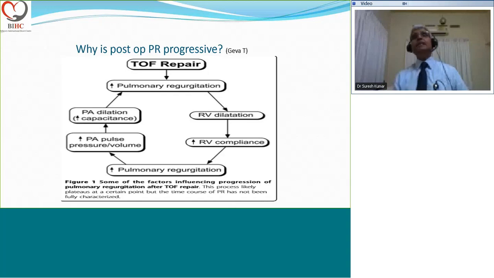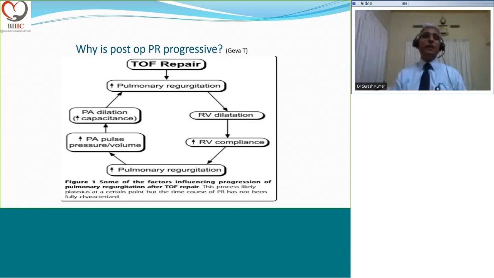And as PR increases in the pulmonary artery, the pulse volume increases and the PA pulse pressure increases, and this leads to PA dilatation and increased capacitance. Increased PA capacitance also leads to pulmonary regurgitation. That is why pulmonary regurgitation is triggering a chain of events which eventually leads to a situation of PR begetting PR.